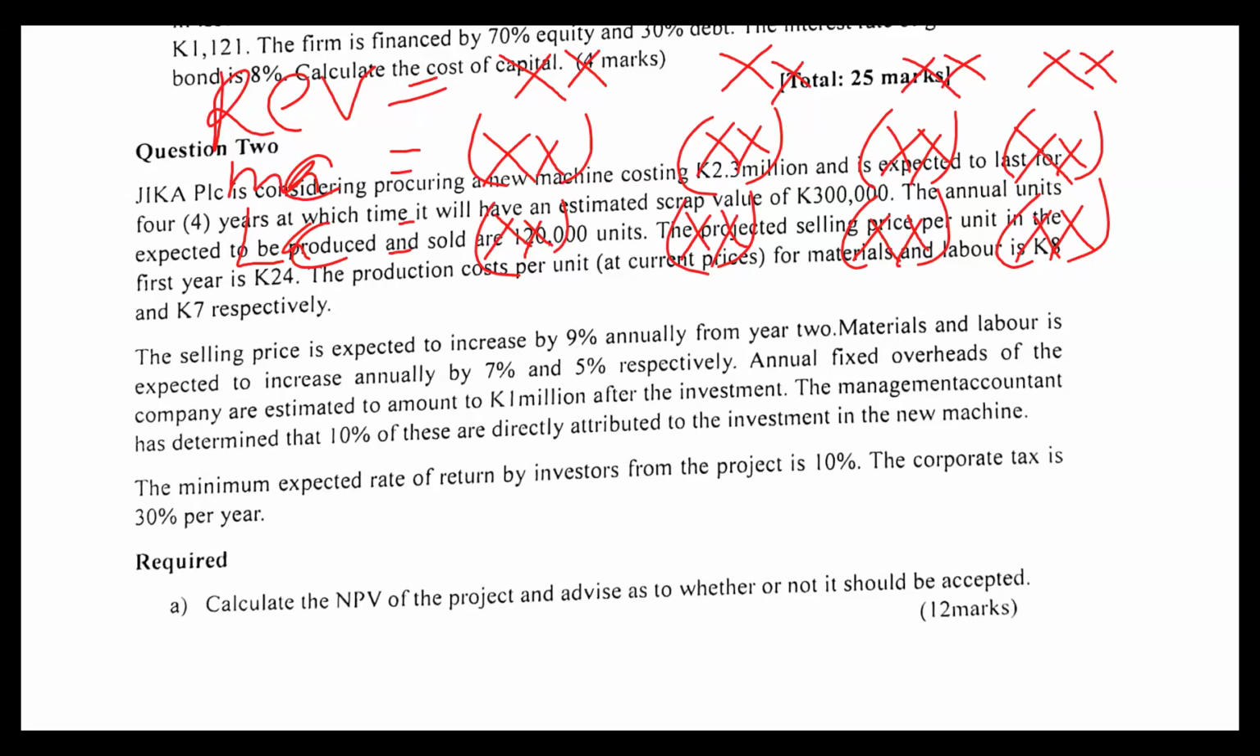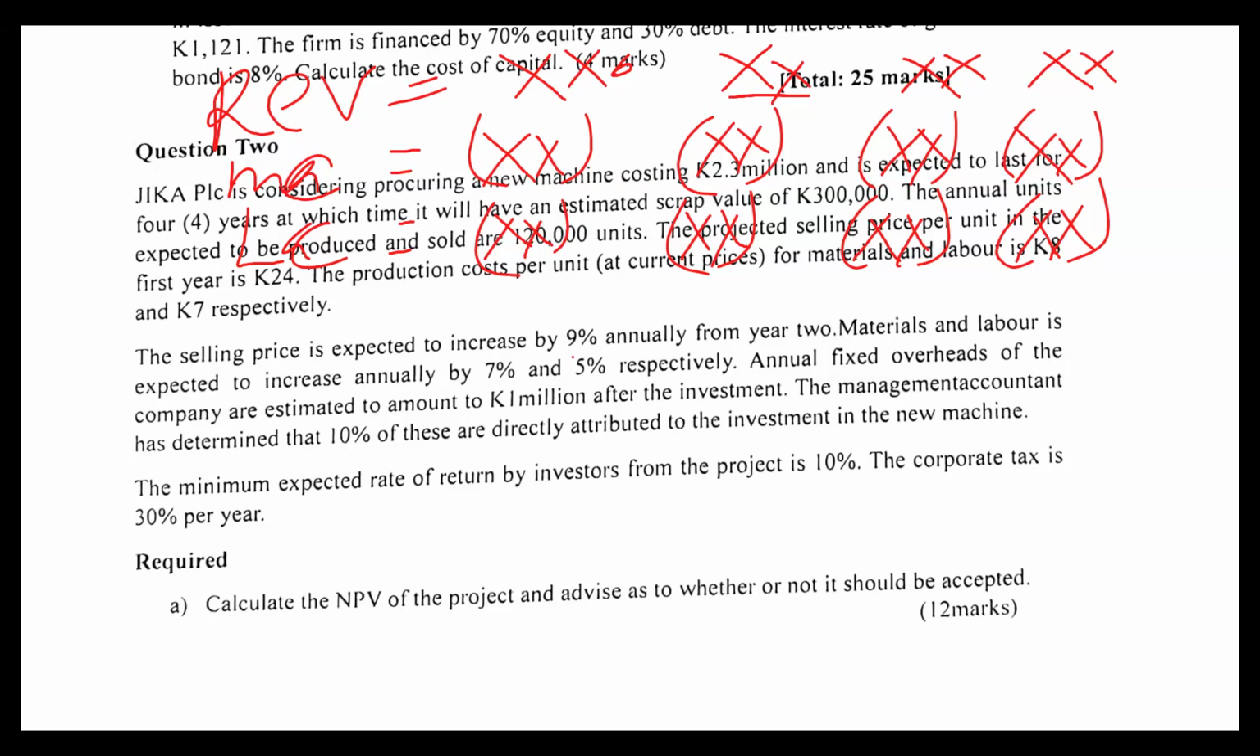It's still the same thing. We demonstrated this last time we showed you. So which means that for you to find this year's revenue, you need to grow it by 9%. Understand? Because the selling price is increasing by 9%.